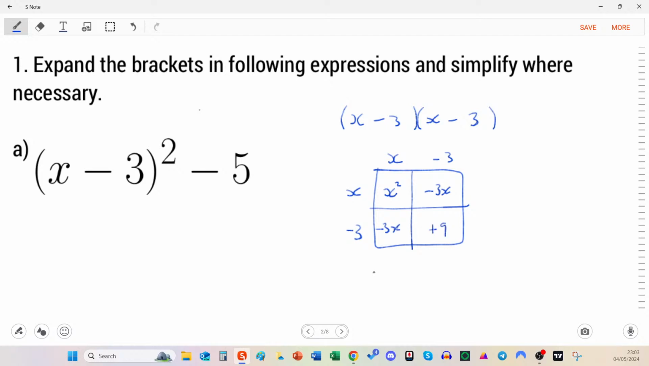Okay, so we can appreciate now that the answer is not x squared plus 9. There's a little matter of negative 6x. So we're adding all of those together, so this would be minus 6x in total. And there's our expansion, which is just this part here. So we can replace this.